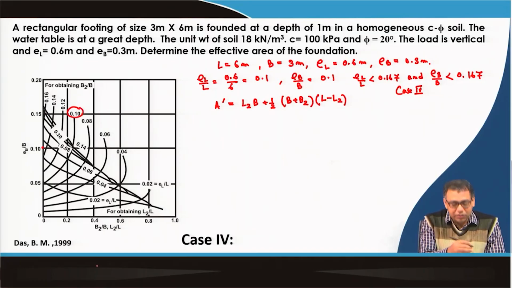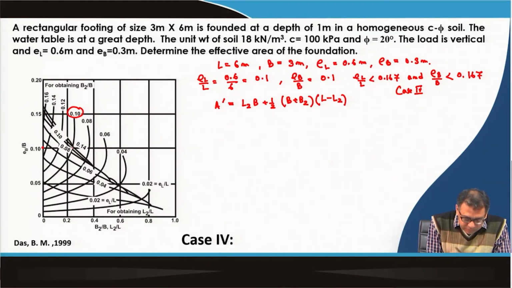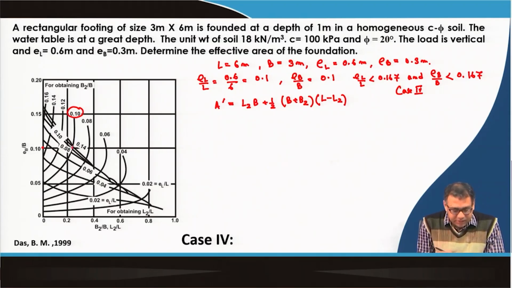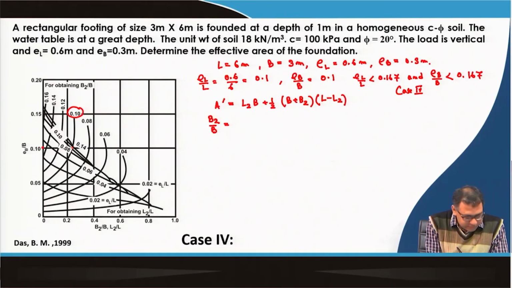And if I use the upward curves, this is the value, which will give me the B2 by B. So, upward curve gives B2 by B. So, this value is roughly 0.24. So, this is the curve. Okay. So, this is the curve that we have to use to calculate the B2 by B.